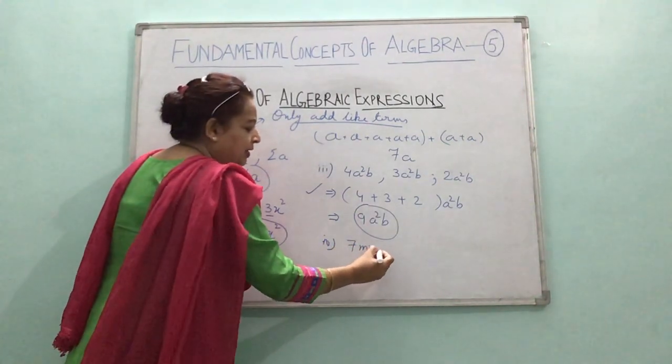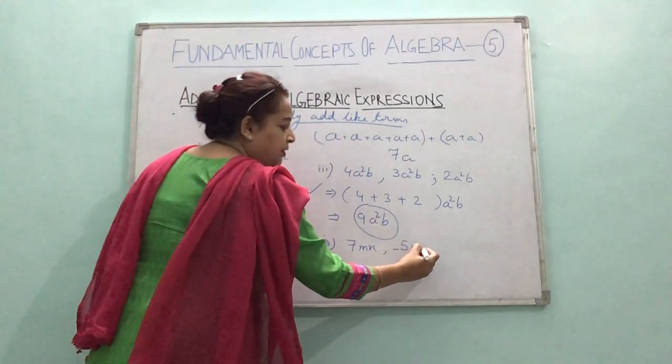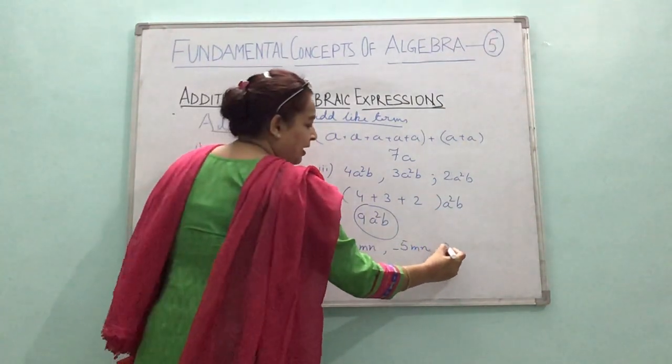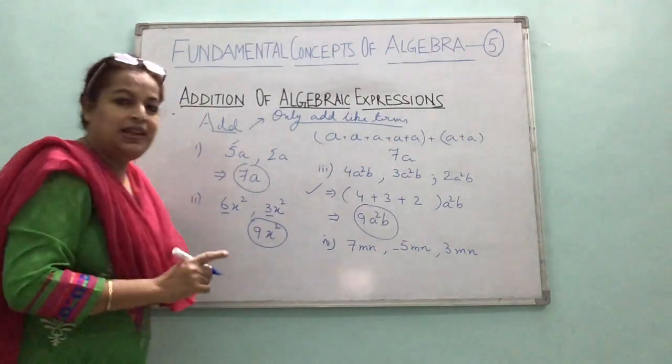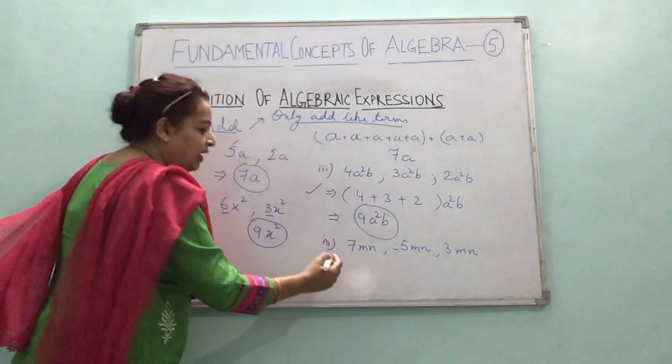7mn minus 5m. I am introducing a negative integer also here. And 3mn. First and foremost, check whether they are like terms or not. All 3 are like terms. So how will I add up?